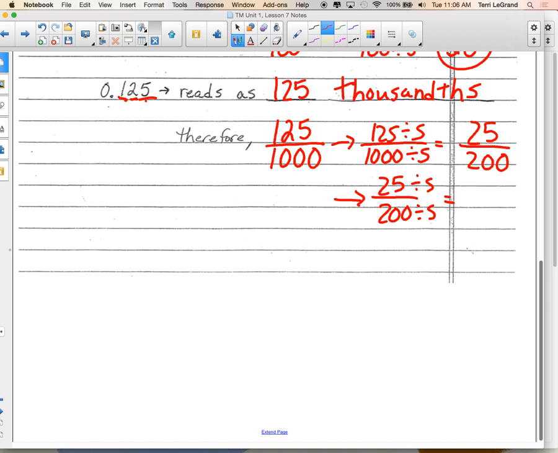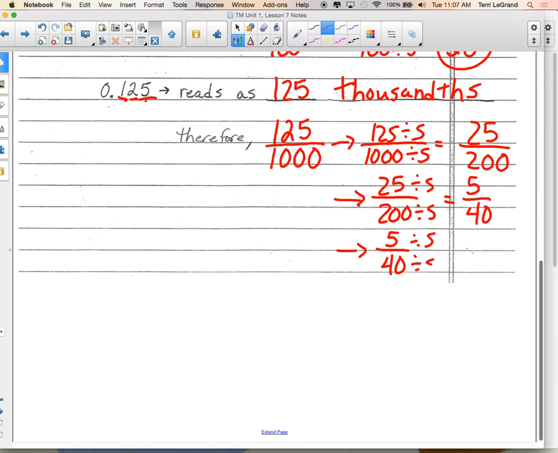25, how many 5s are in 25? 25 divided by 5. 5. 200 divided by 5. Class? 40. Can it still be simplified some more? Yes. Oh my goodness. Are we ever going to get to quit?